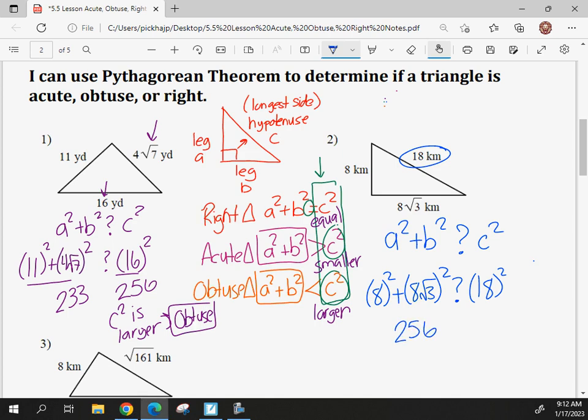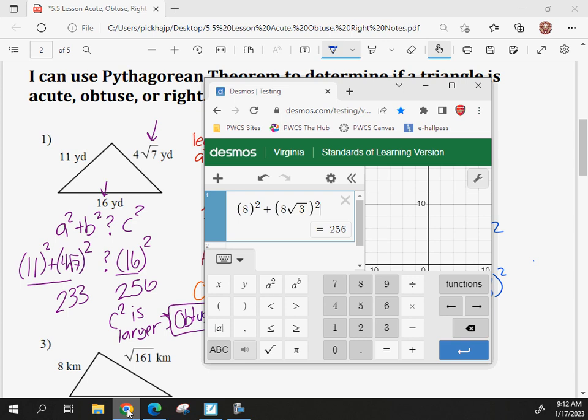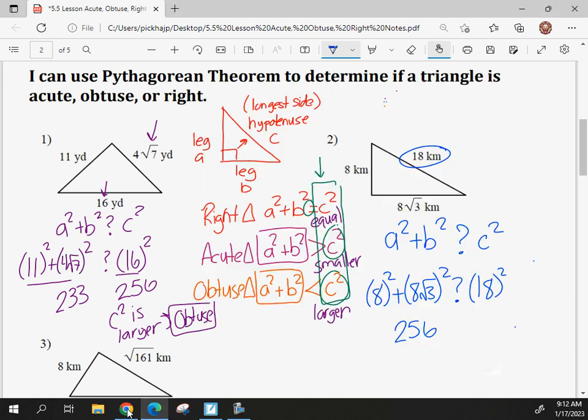And then I'm going to do 18 squared and get 324. I'm going to compare c squared to my other side, so I'm going to see, is my right side bigger, smaller, or equal? In this case, it is larger, so I can write larger. And when c squared is larger, that means this must be an obtuse triangle.